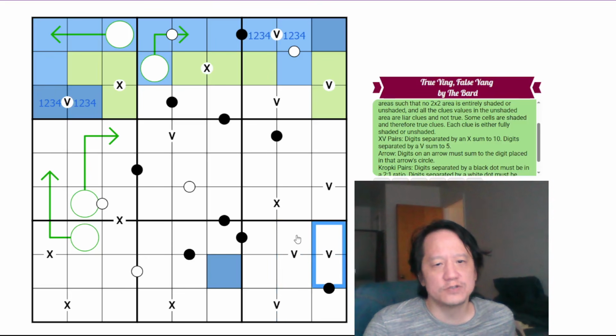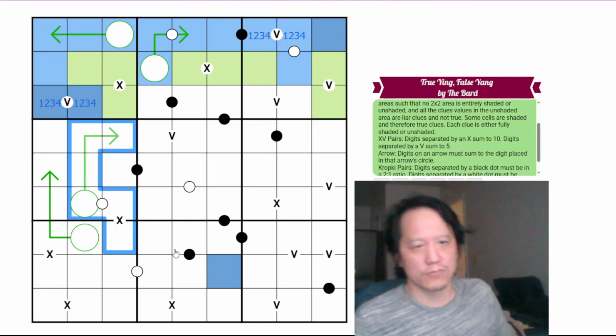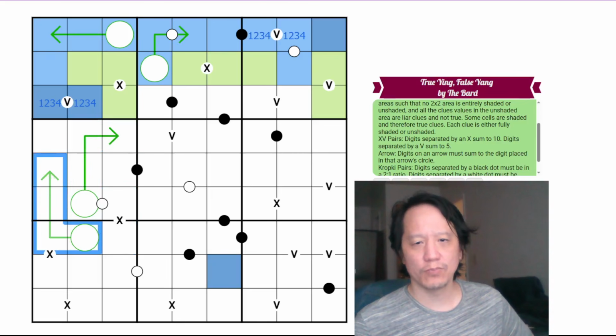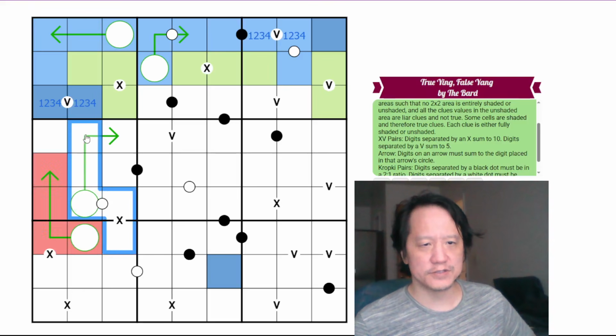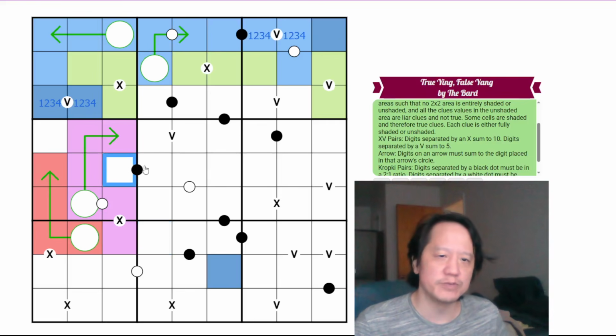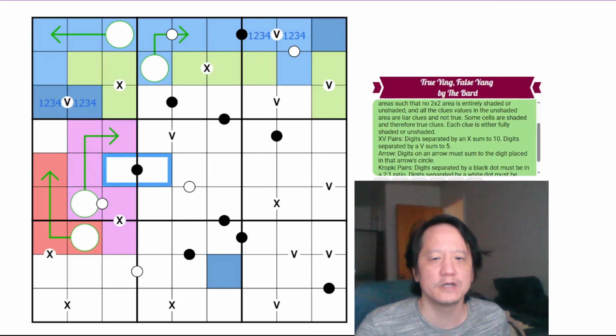Okay, so whatever this shading is, it's all the same shading here. And it has to be opposite of this shading here. So let's make that red. This is shaded a different shade. It's pink. That means this must be the opposite shading because we have a 2 by 2 area that's all the same shading. So I'll make that red.